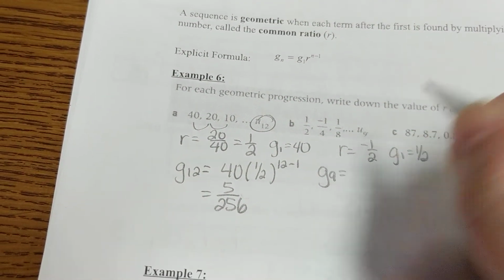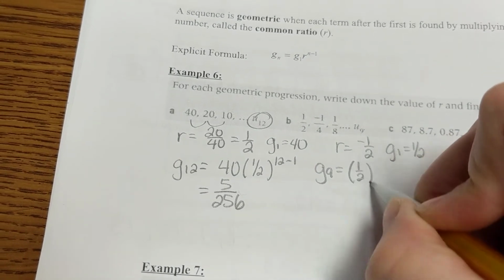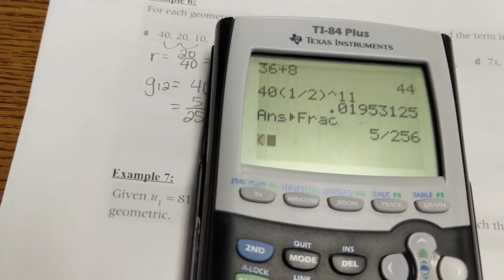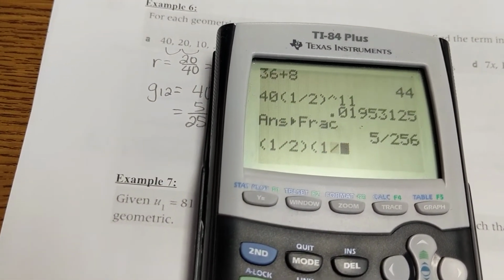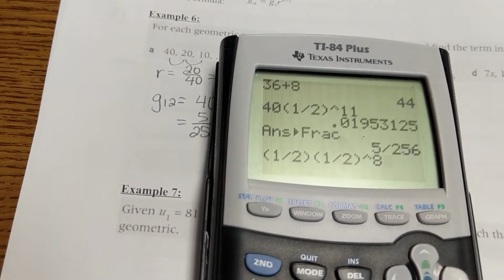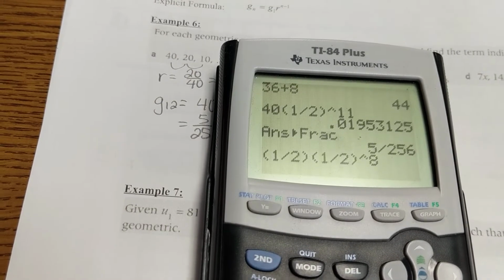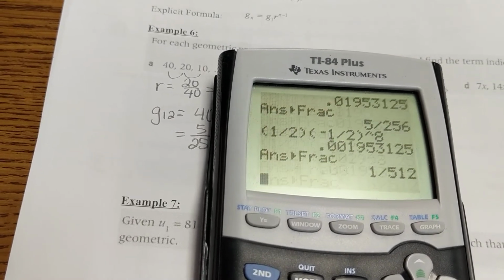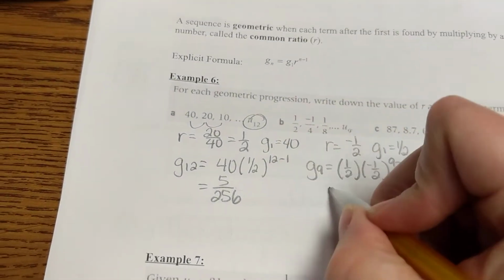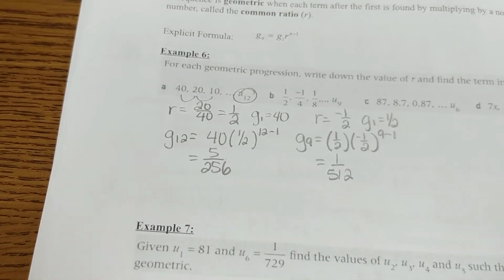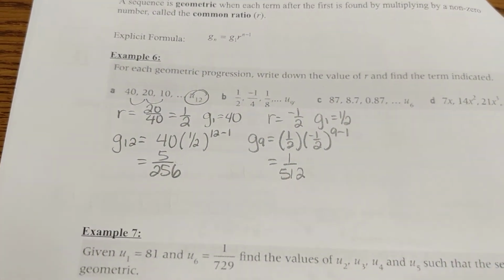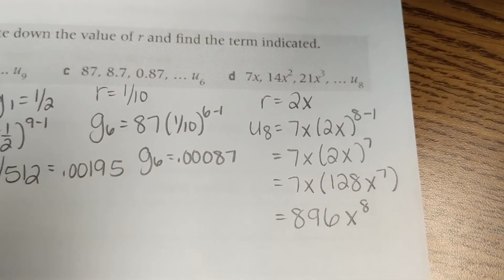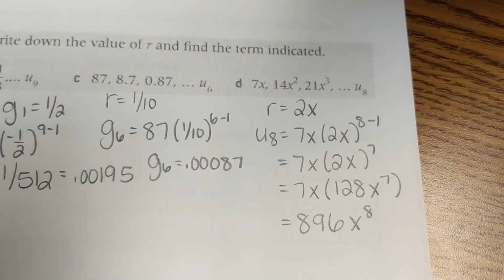So g sub 9, I have 1/2 times negative 1/2 to the 9 minus 1. Again, just put it right into your calculator that way, times negative 1/2 to the 8th. Oops, this was negative. And there's my fraction, and it's 1/512. You can go ahead and pause the video and try the remaining two. And there are the answers for those. So I'll give you a second to check those.